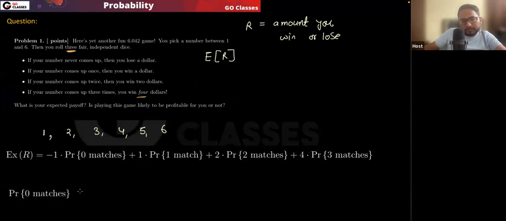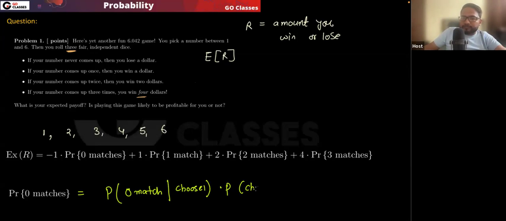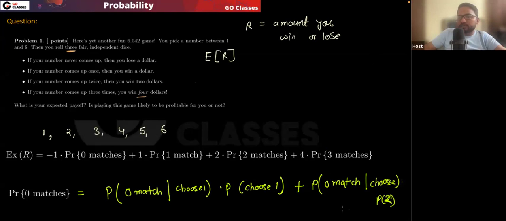So this is the probability of zero match given that you choose one, times the probability of choosing one, plus the probability of zero match given you choose two, times the probability of choosing two. Is this okay to everyone? And dot dot dot. So what is this first probability?